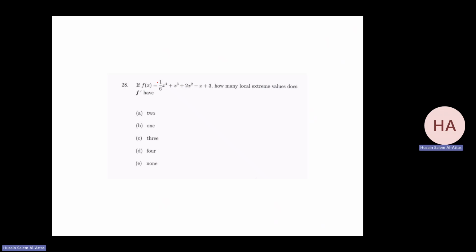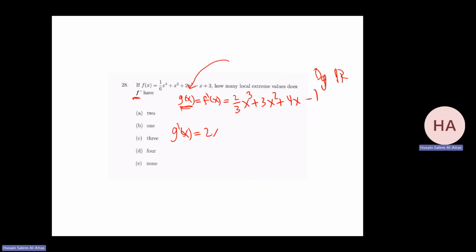How many local extrema values does f prime have? So I'm working with f prime, not with f. So I'll define g of x to be f prime, which is 2 over 3x cubed plus 3x squared plus 4x minus 1. This is what I want to find: how many local extrema does g of x have? The domain of g is all real numbers. It's a polynomial. So what is g prime? It will be 2x squared plus 6x plus 4.